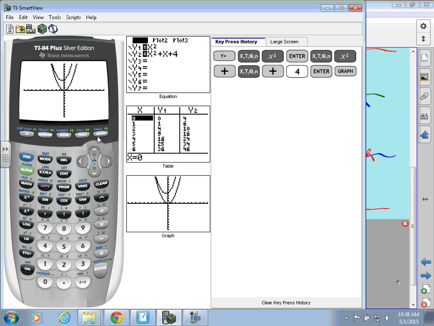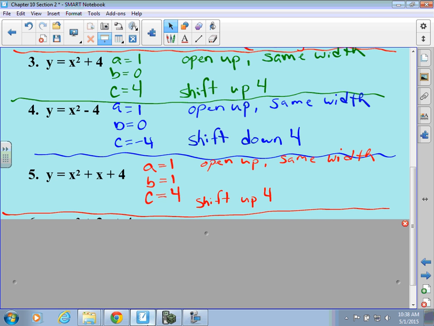Okay, so let's go back and let's write that in. This is going to be shift to the left. And that's what the B is going to do, right? It's going to shift it.